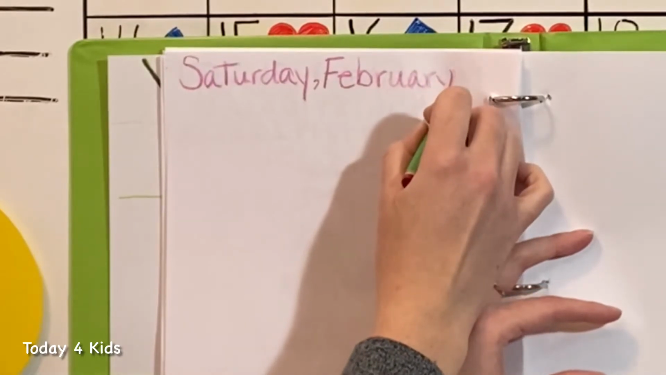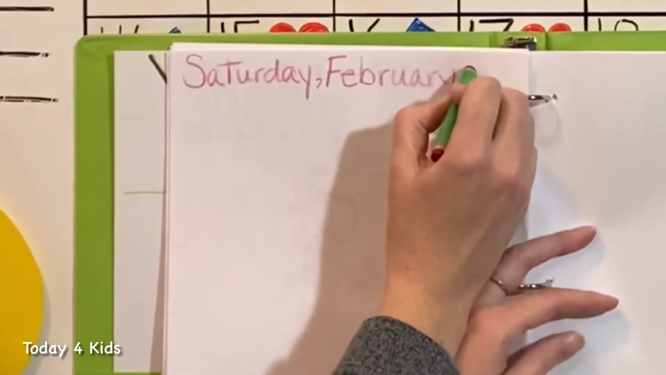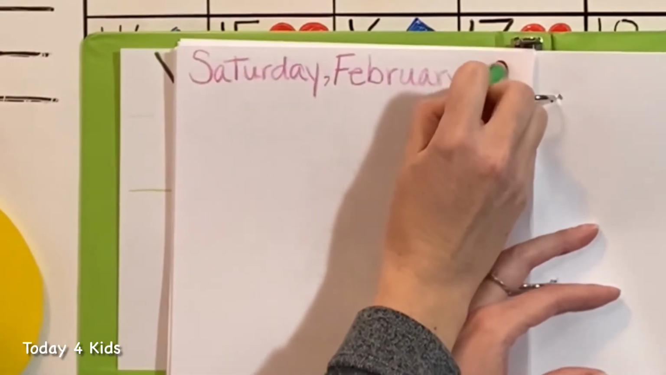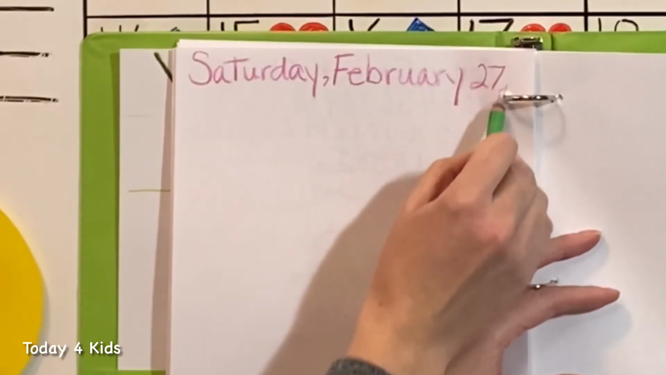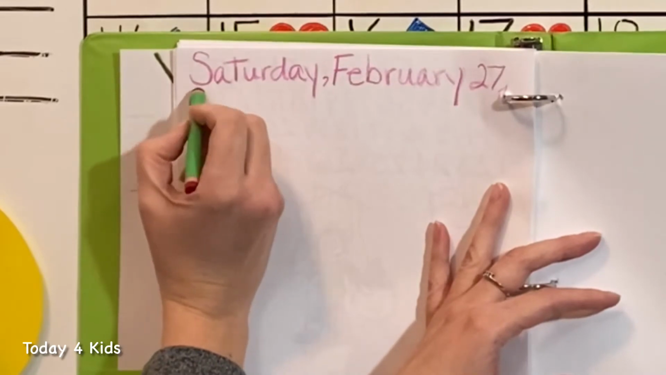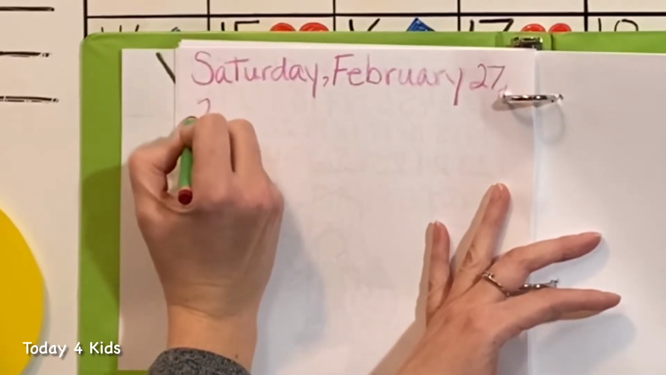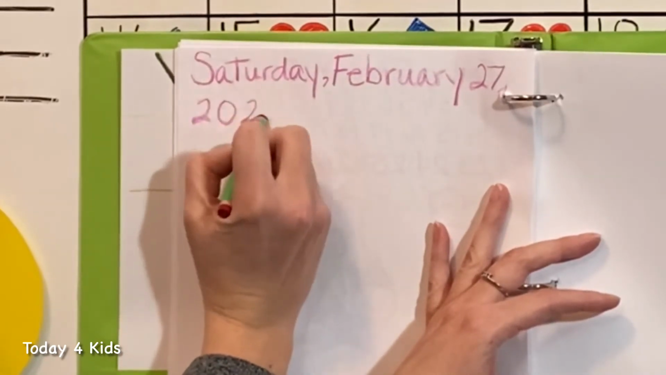And do you remember what day it is today? 27. That's right. 2, 7. And then a comma. Oh, I ran out of room there. So I'm just going to come down and go below here, back to this side. 2021. So 2, 0, 2, 1.